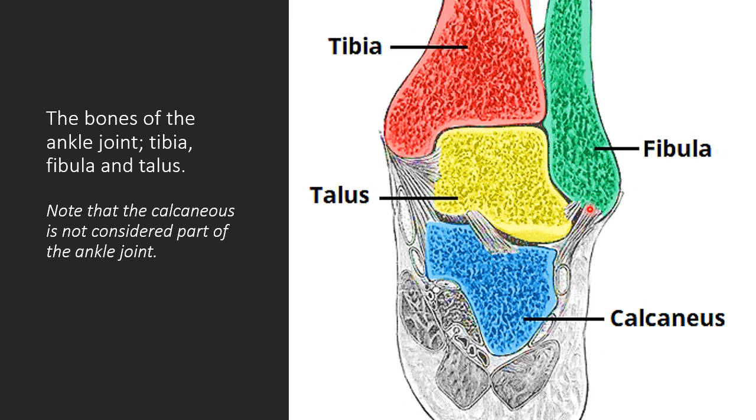Now this bracket-shaped socket is covered by hyaline cartilage. This socket is known as the mortise. It is formed by the tibia and fibula and covered by hyaline cartilage. The body of the talus fits inside this mortise. Now the articulating part of the talus is wedge-shaped. It's broad anteriorly and narrow posteriorly. Calcaneum is not considered part of the ankle joint, as you can see.